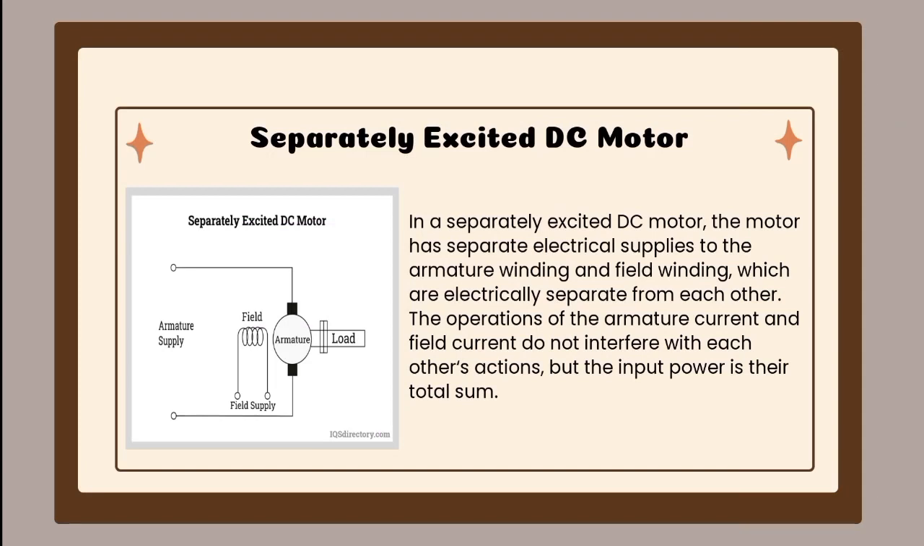Separately excited DC motor. In a separately excited DC motor, the motor has separate electrical supplies to the armature winding and field winding, which are electrically separate from each other. The operations of the armature current and field current do not interfere with each other's actions, but the input power is their total sum.